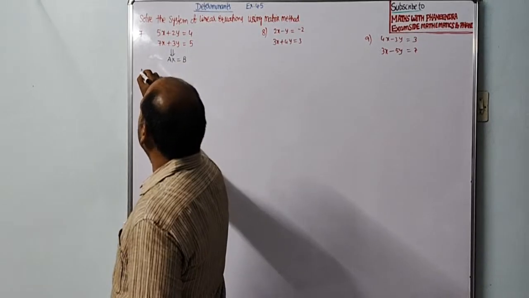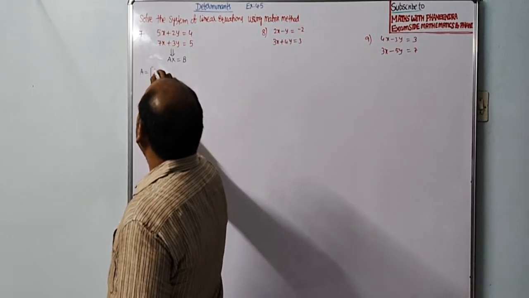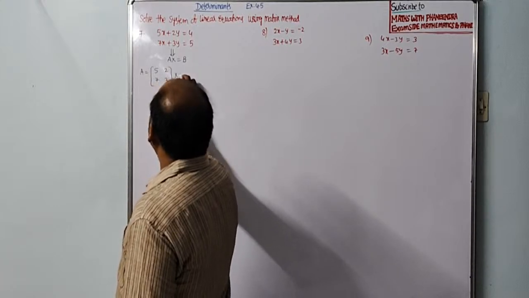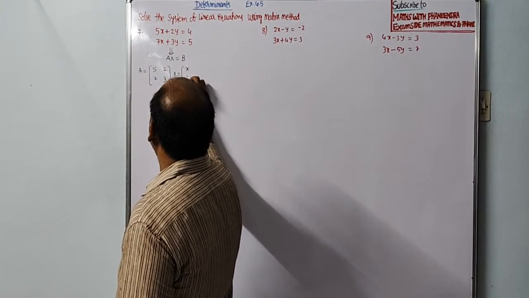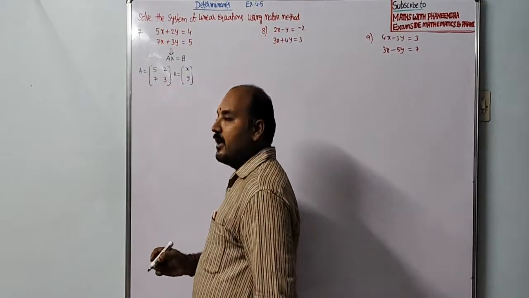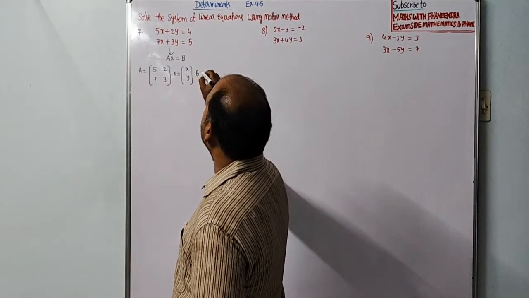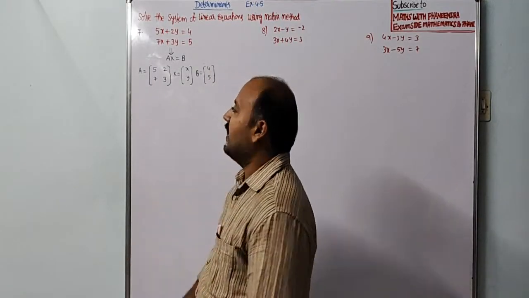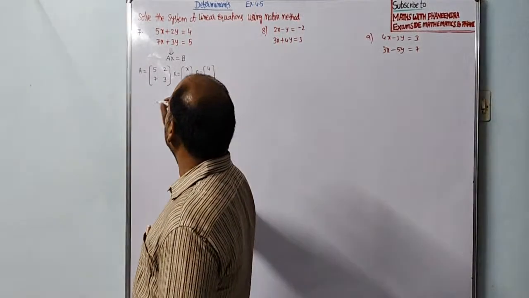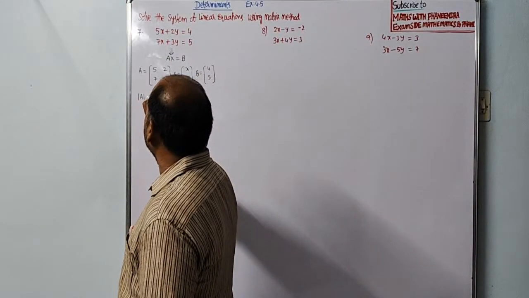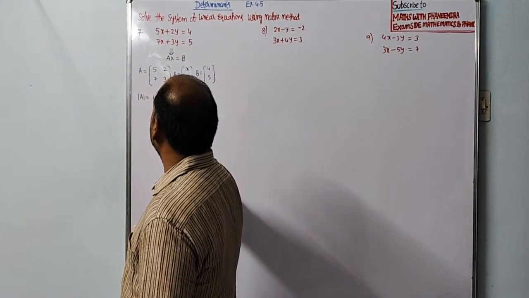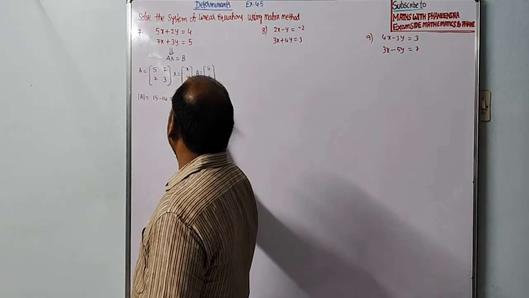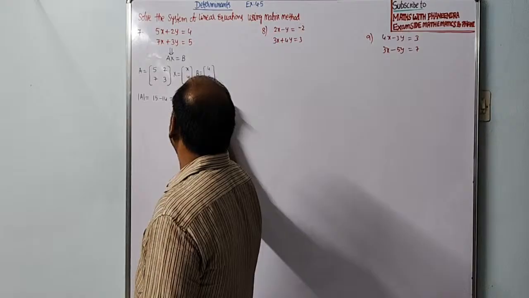So A is equal to 5 2 7 3, and x equal to x and y variables. This is the solution matrix, and B is the constant matrix. It contains 4 and 5. It is a column matrix. After writing this, find out the determinant of A. 15 minus 14 is equal to 1, not equal to 0. Immediately you write A inverse exists.